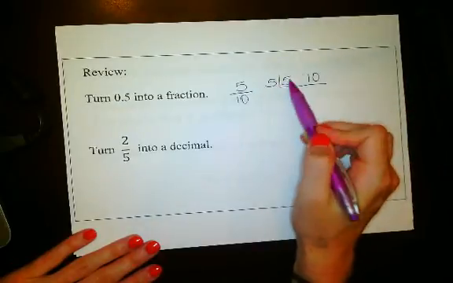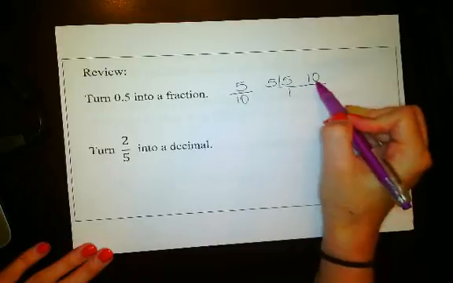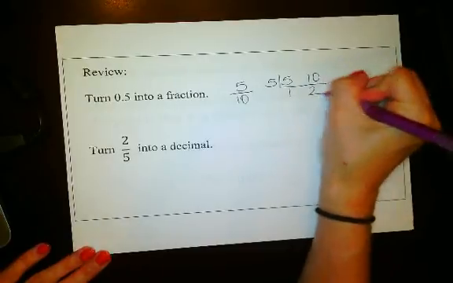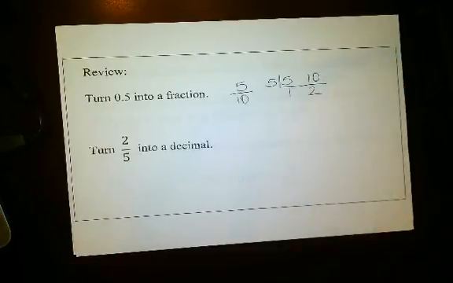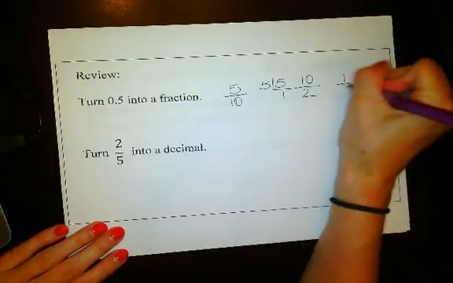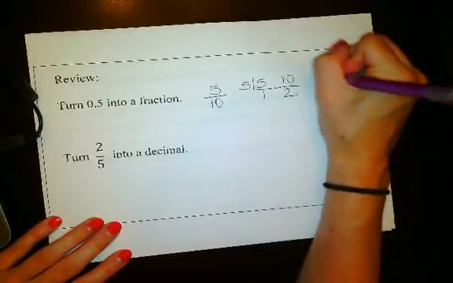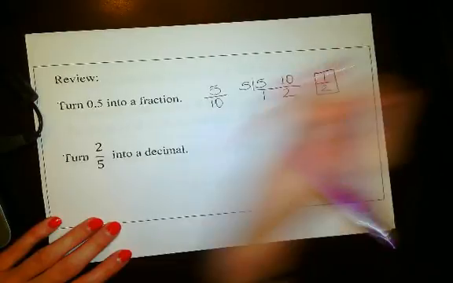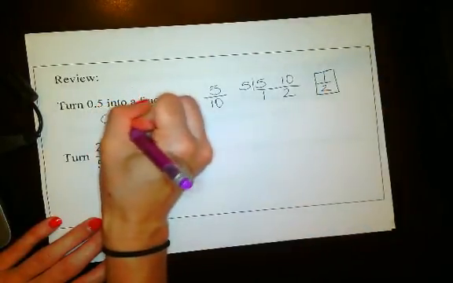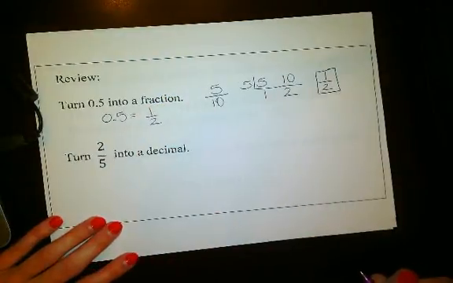5 times what will get me 5? And 5 times what will get me 10? Who can tell me what is our new simplified fraction? Excellent, 1/2. So we have 0.5 is equal to 1/2. So we have turned our decimal into an equivalent fraction.